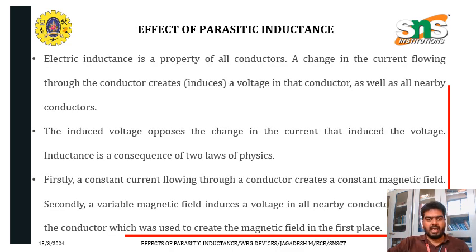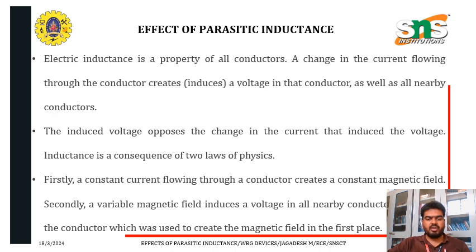So, electric inductance is a property of all conductors. A change in the current flowing through a conductor induces a voltage in the conductor as well as the nearby conductors. The induced voltage opposes the change in the current that induced the voltage. Induction is a consequence of two laws of physics.